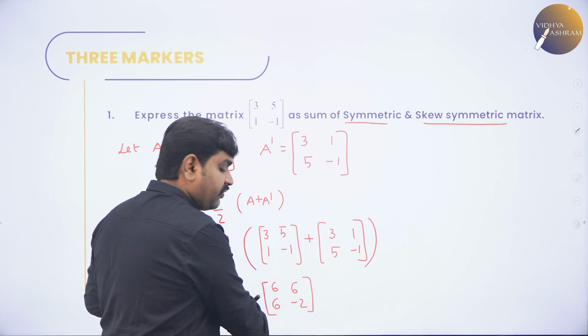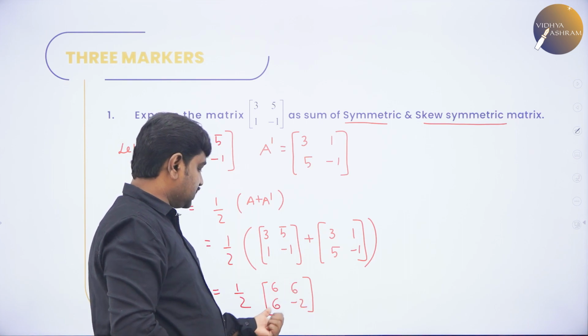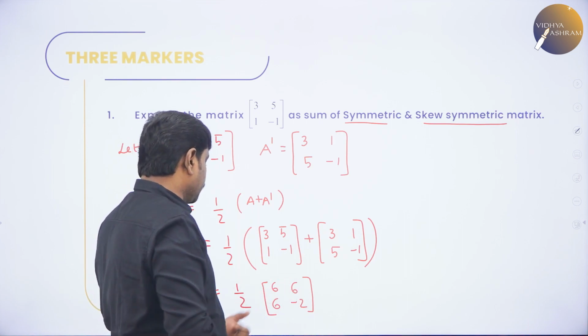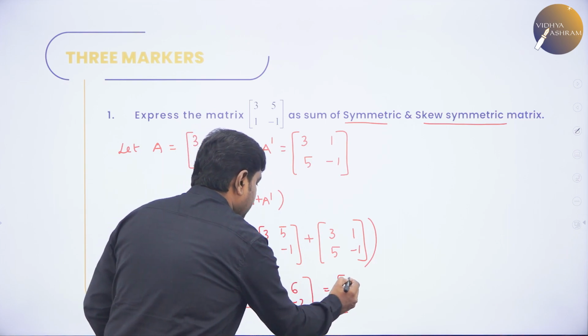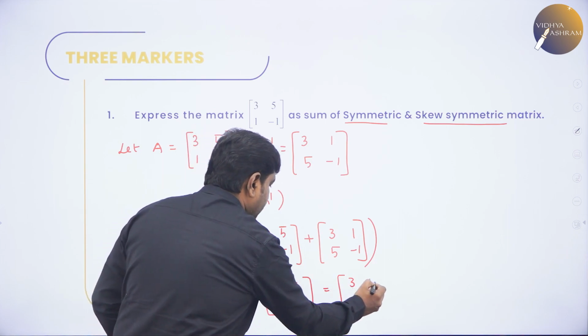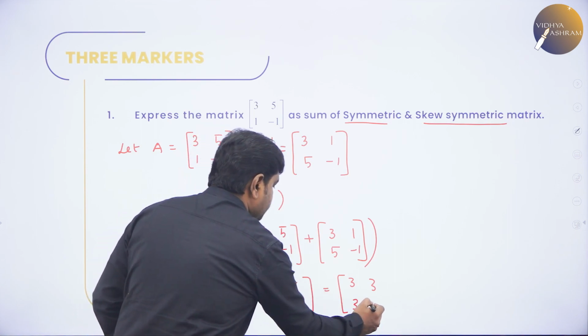Now multiply half to each element. Here we have half into the matrix 6, 6, 6, minus 2. Multiply half to each element. Half into 6 is 3. Half into 6 is 3. Half into 6 is 3. Half into minus 2 is minus 1.